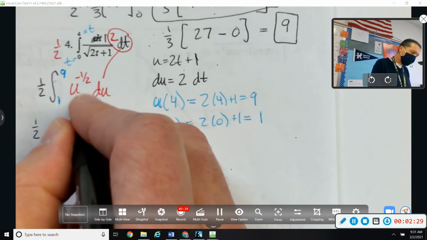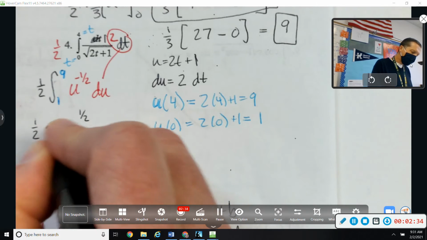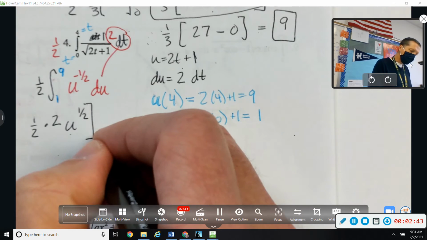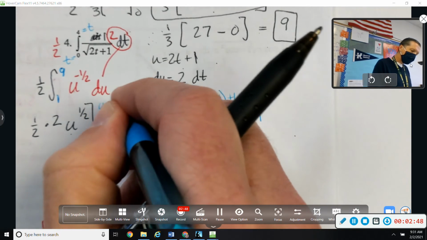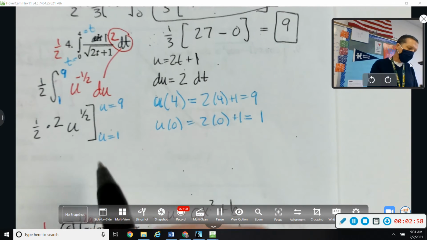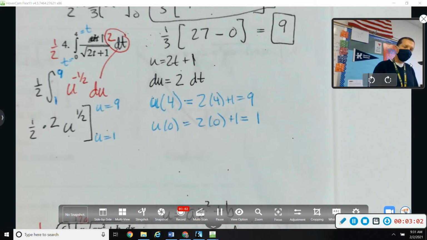Let's see, increase the power by 1. Divide by the new power, so dividing by 1/2 is multiplying by 2. That's kind of convenient because the 2 and the 1/2 will go away. And then I'll evaluate from u equals 1, some people take the time to write that out, to u equals 9. I mean, you don't have to put the u equals because it better be in u because that's the problem. You've switched it all to u's. But that kind of reminds you that these better be u values, not t values.